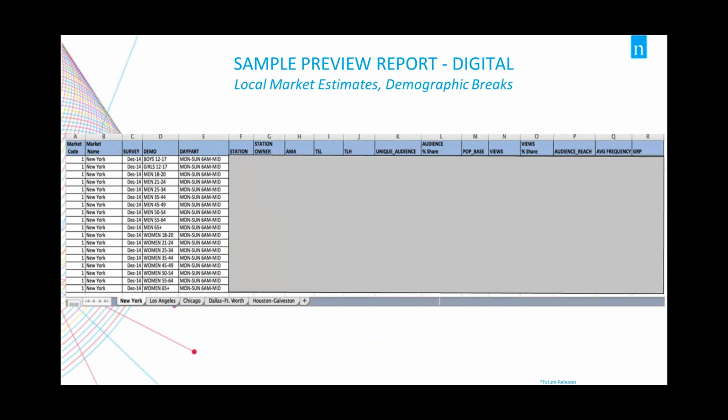And this is what we refer to, at least loosely, as the digital preview report. Should you have a non-simulcasted stream, should you be interested, for example, in seeing how your streams are performing out of market, should you have digital content, this report is built to give you those estimates. And in a lot of ways, these are more what I would call impression-based. So unique audience, average minute impressions, TSL, TLH, things of that nature.